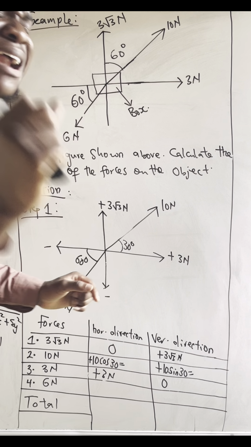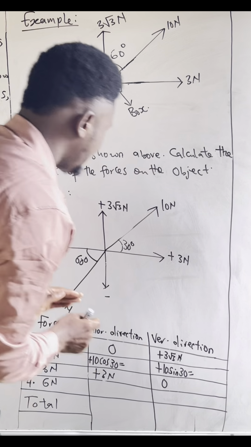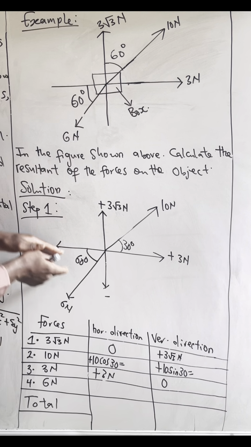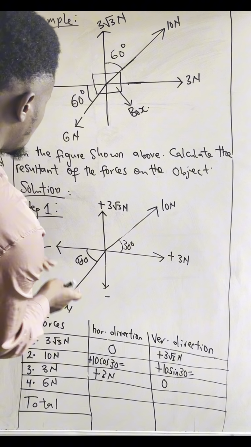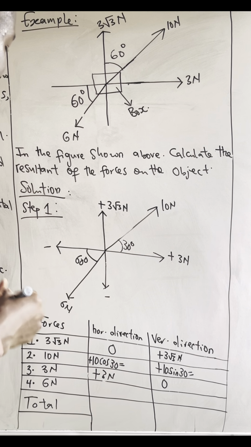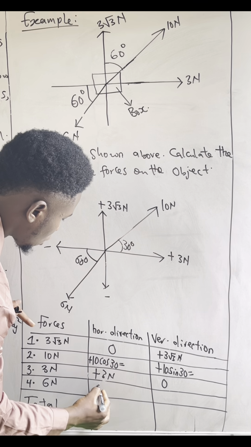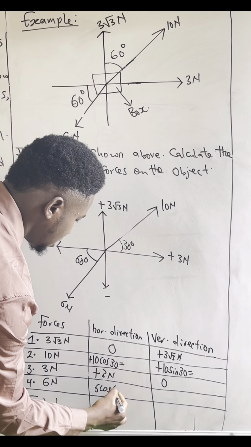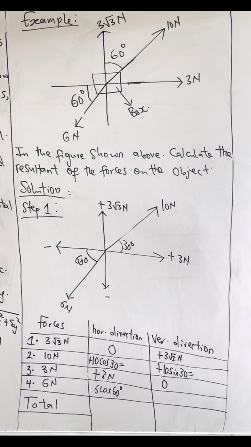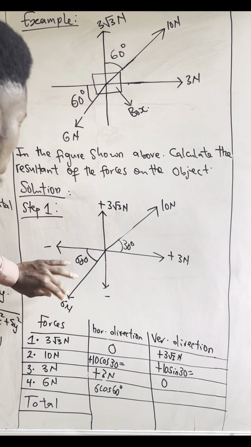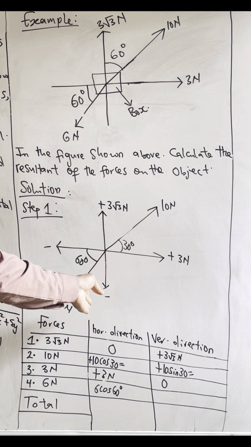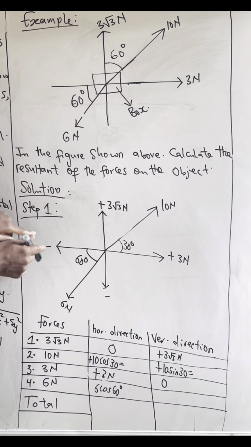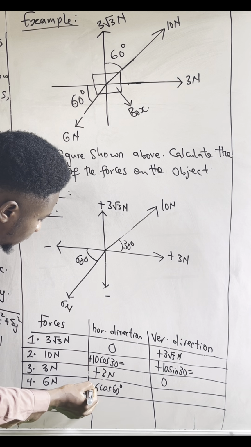So I can either resolve this 6 Newton to the horizontal or to the vertical. If I'm resolving this 6 Newton to the horizontal, I'm going to be taking cos, so it will be 6 cos. The angle is 60, so that will be 6 cos 60 degree. Now I will check whether I'm resolving it to the positive horizontal or the negative horizontal. You're going to see that I'm resolving this 6 Newton to the negative horizontal, so I'm going to put the minus here.